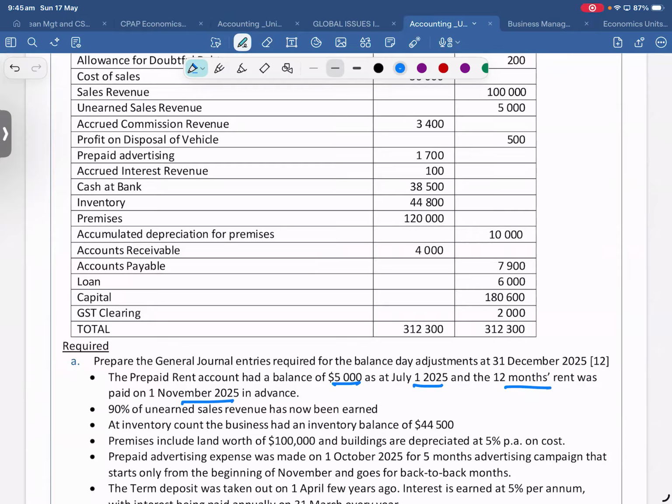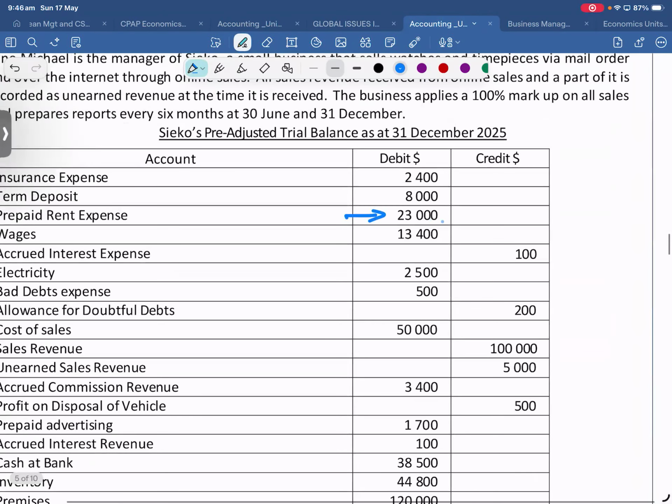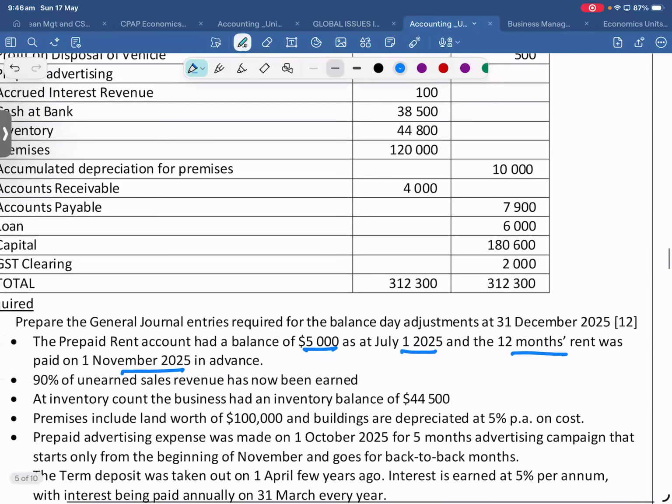Right. Okay. 8,000 is correct. Why? Because from 23,000, guys, when you take away 5,000, why 5,000? Because that is how much they had when they start the period. Then when you take away 5,000, you can calculate 18,000, which is the prepaid rent for the 12 months, the entire 12 months.